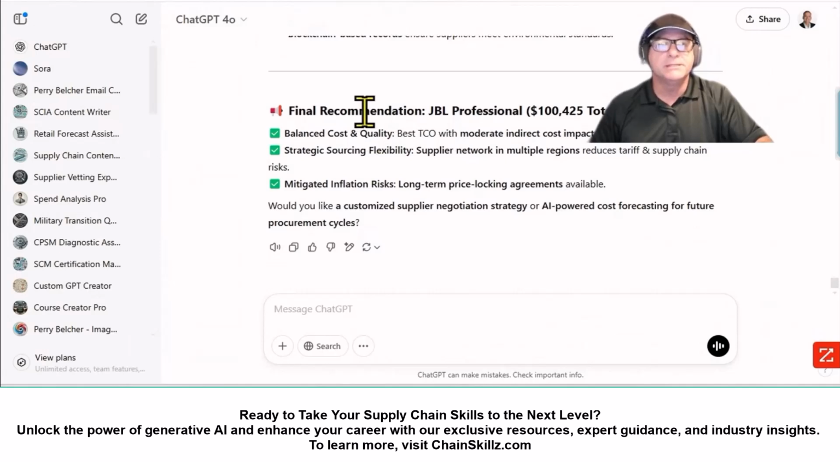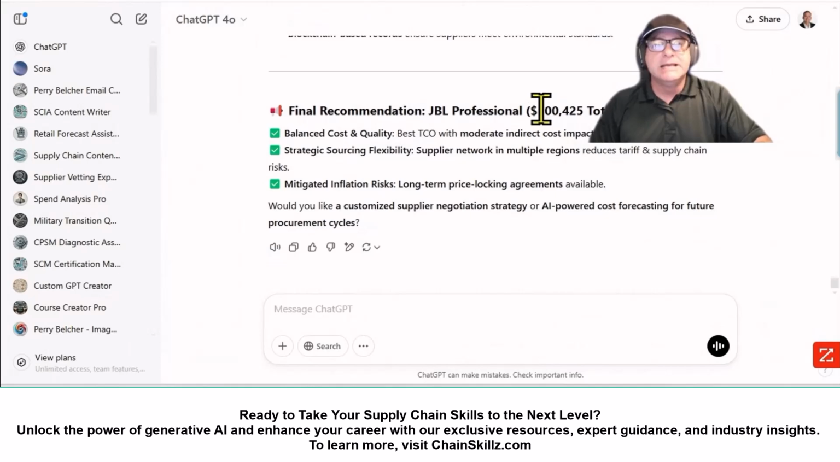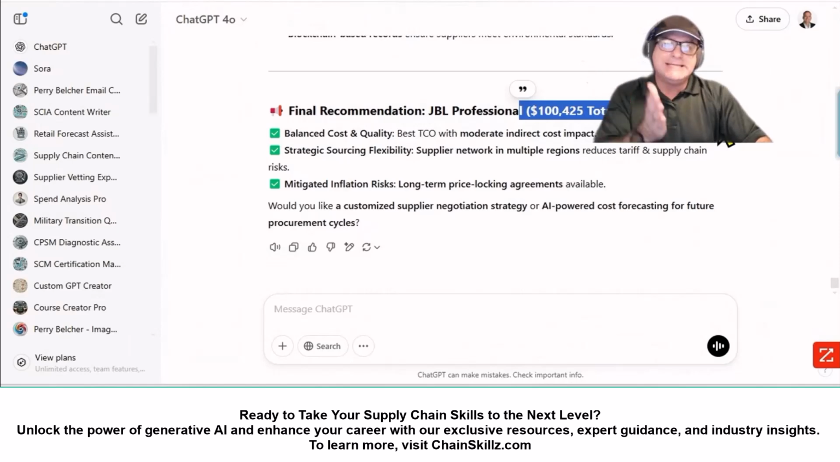Okay, final recommendation. Total adjusted cost: from $85,000 to $100,000. This will be important for budgeting, right? If they came to you and said, how much do I need for this? You have a realistic number. Now, we need to test this. We need to go deeper into the reasoning, but it gives us an idea of what's going on here, right?